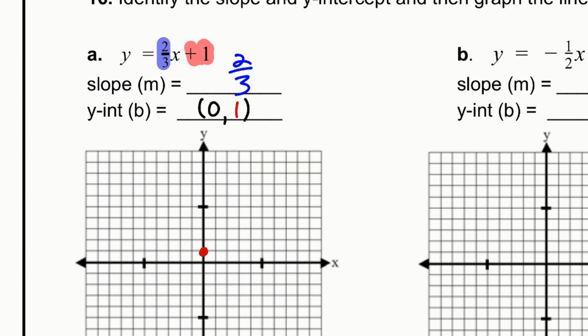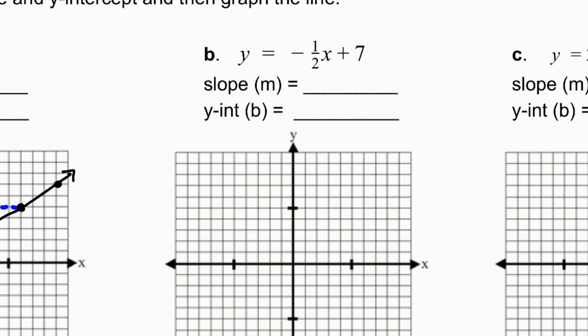And then we can use our slope of 2/3. That says to go up 2 and to the right 3. And then there will be another point there. Up 2 and to the right 3. And there will be another point there. And we can follow that just like that. We can also go down 2 and to the left 3. And follow that pattern in that direction. Then we can just connect those with a straight line. And there is our graph.